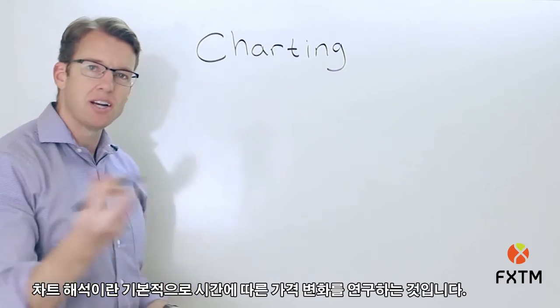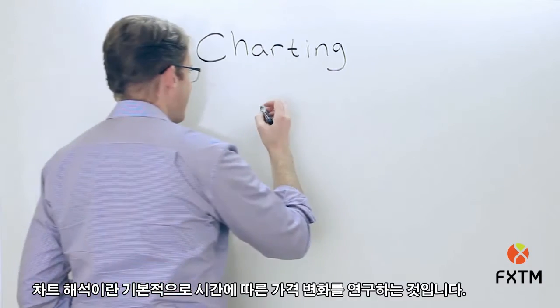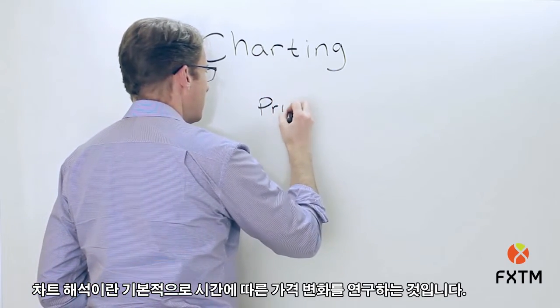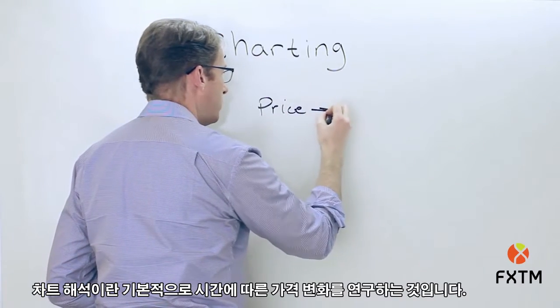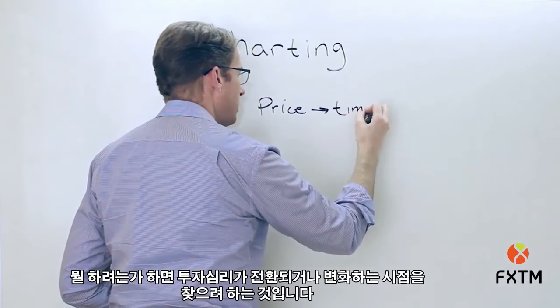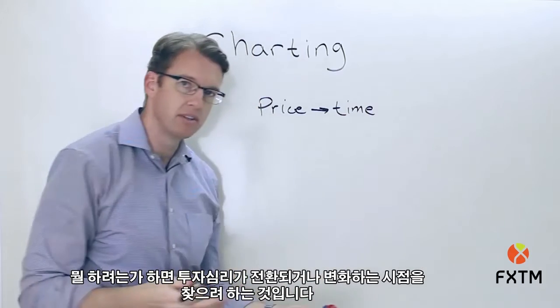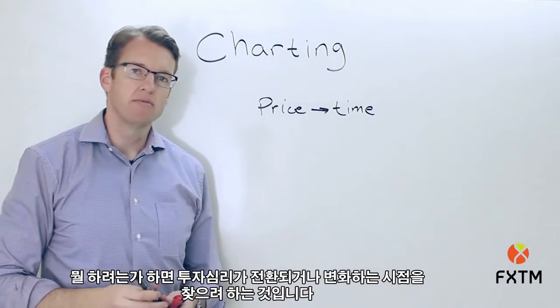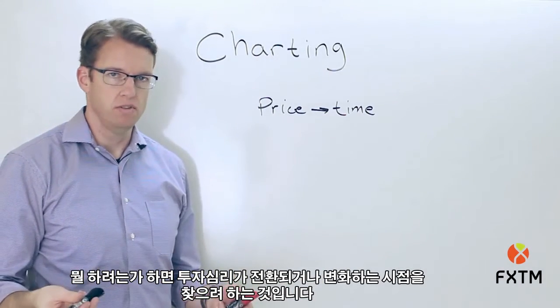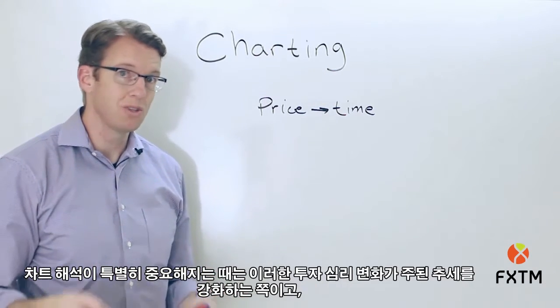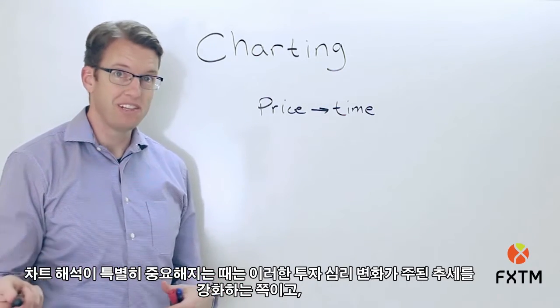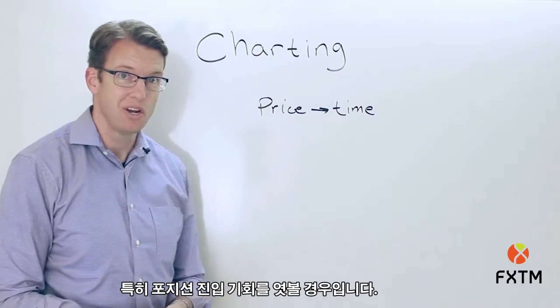Now, when we talk about charting, what we're basically saying is that it's a study of price changes over time. And what we're trying to do is identify periods where the chart is telling us that investor sentiment is changing or shifting. And this is particularly important when those shifts are in favor of the prevailing trend, so especially as entry opportunities.